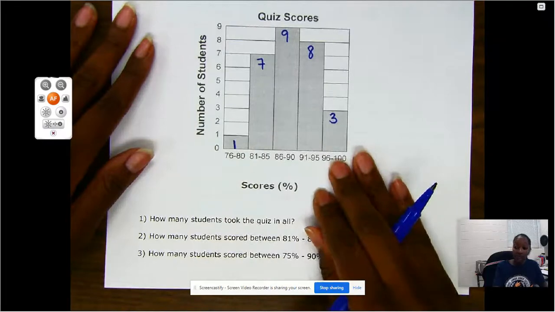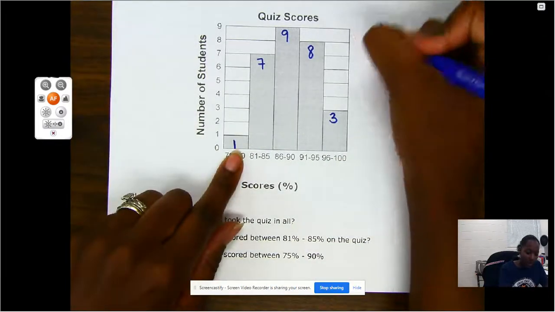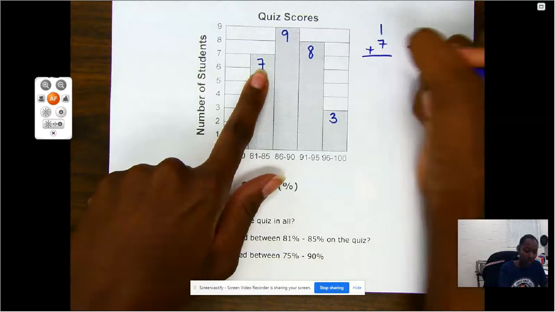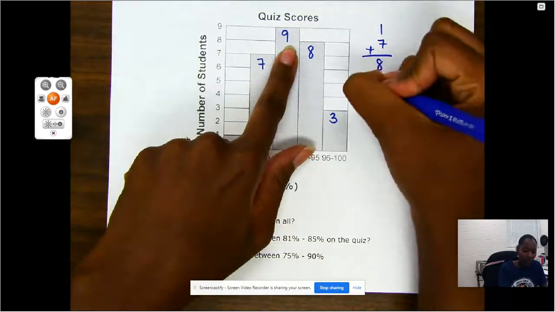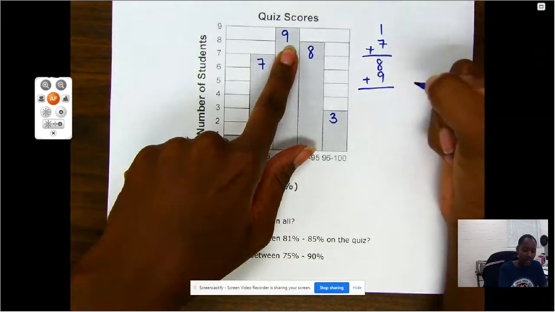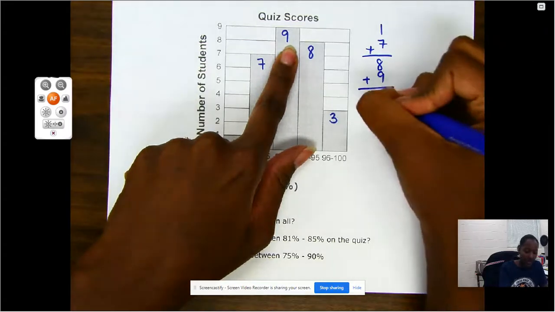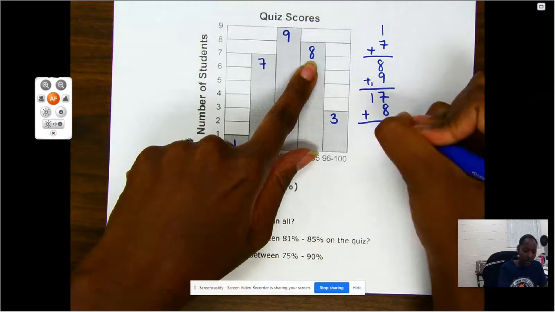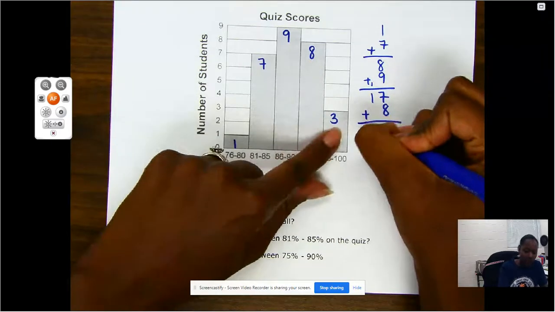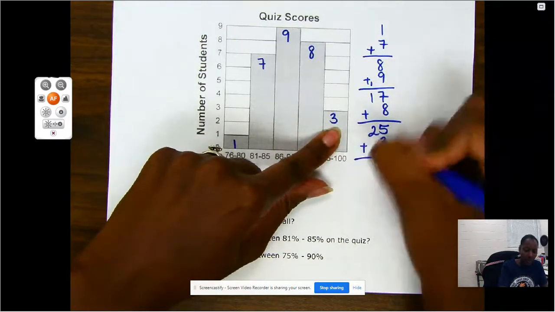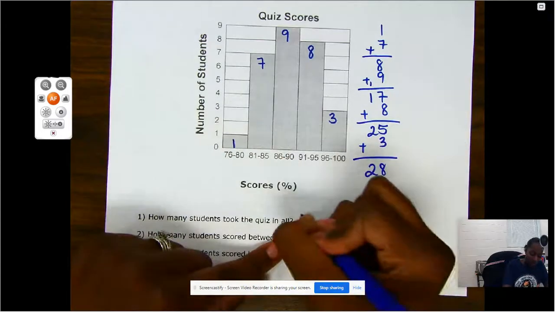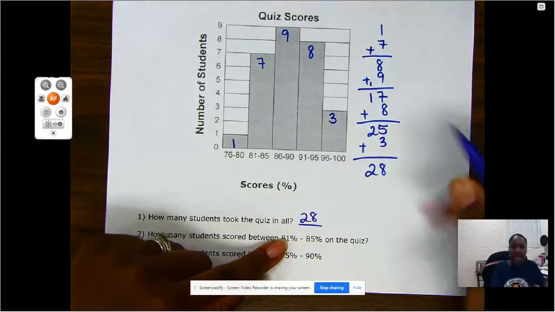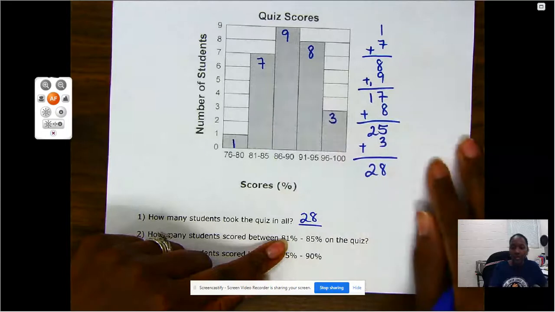Okay, so now that I know how many are in each one of these intervals, now I need to add them up. So I have 1 plus 7, which will give me 8, and then plus 9 will give me 17, plus 8, carry the 1, so that's 25, and then finally plus 3, that will give me 28. So there were 28 students that I have a score for on this quiz, okay?